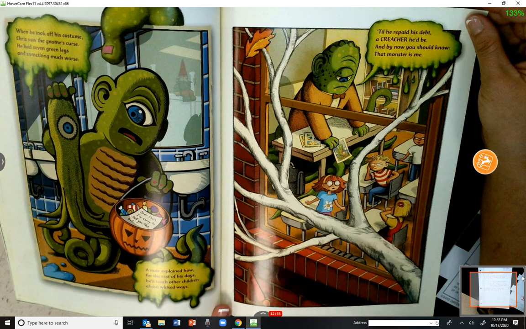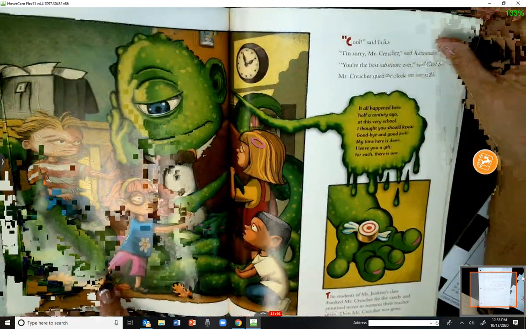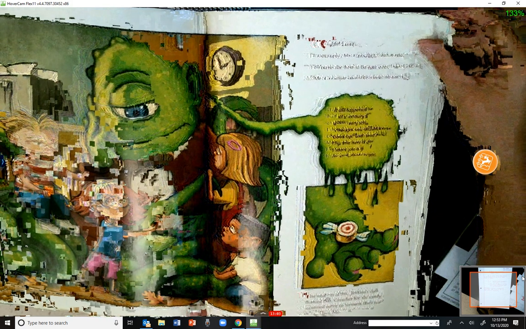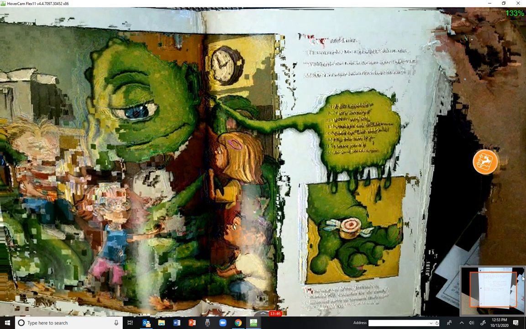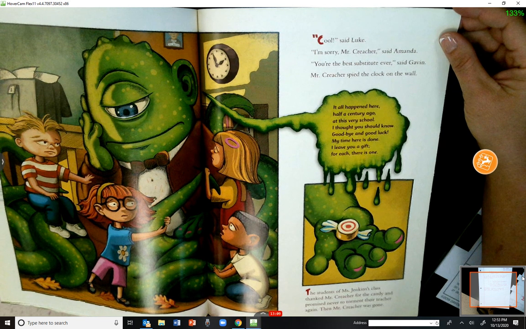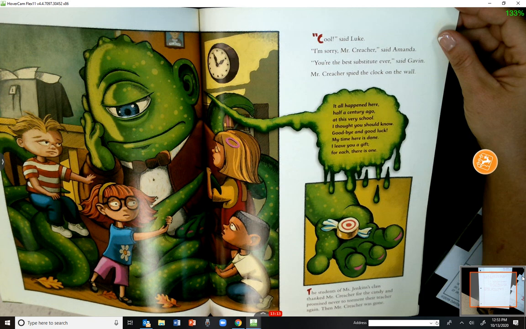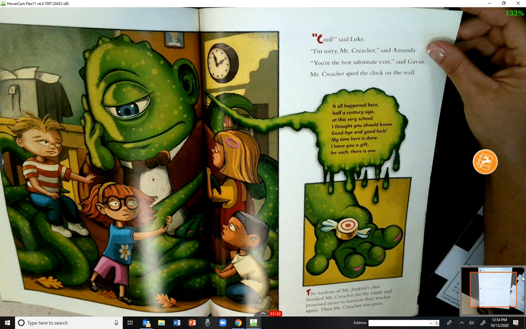Till he repaid his debt, a creature he'd be, and by now you should know that monster is me. Cool, said Luke. I'm sorry, Mr. Creature, said Amanda. You're the best substitute ever, said Gavin. Mr. Creature spied the clock on the wall. It all happened here half a century ago at this very school. I thought you should know. Goodbye and good luck. My time here is done.